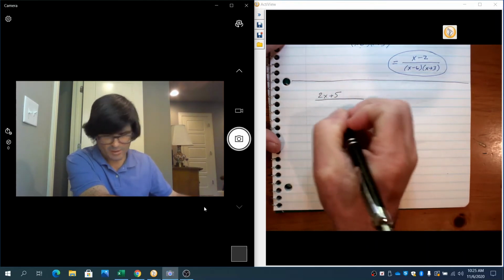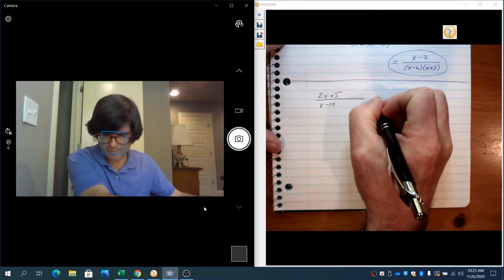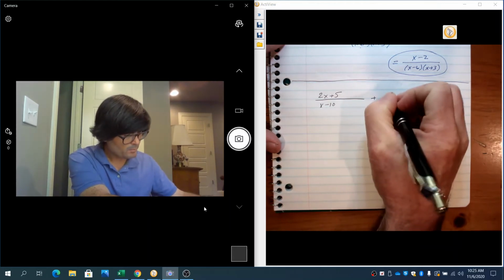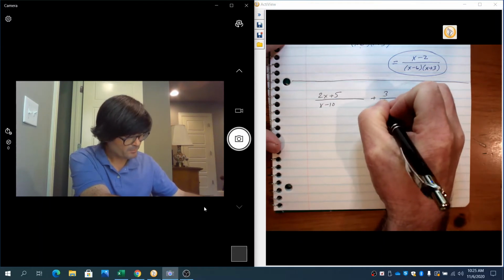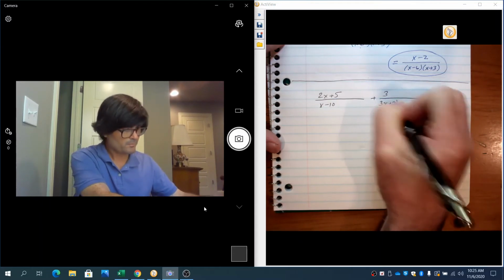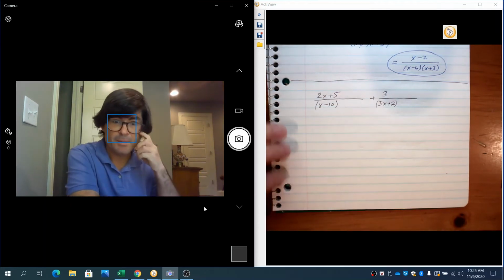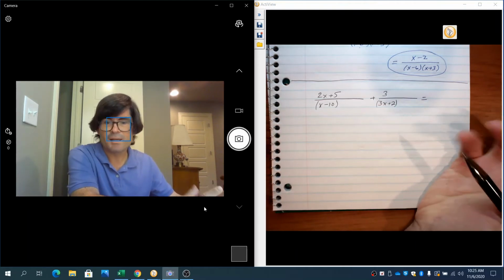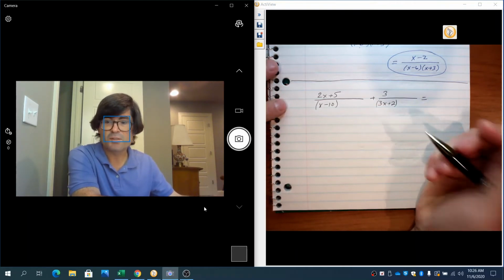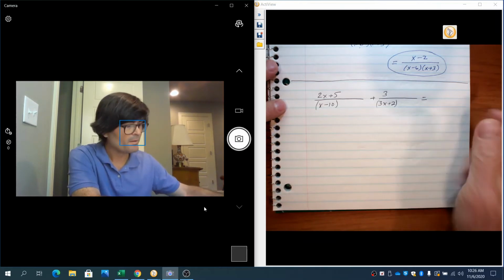All right, (2x plus 5) over (x minus 10) plus 3 over (3x plus 2). Let's put those in parentheses there. Again, I need a common denominator, 3x plus 2, x minus 10. Nothing comes to mind as to what those both go into, so we're just going to multiply the two together and use that as my common denominator.